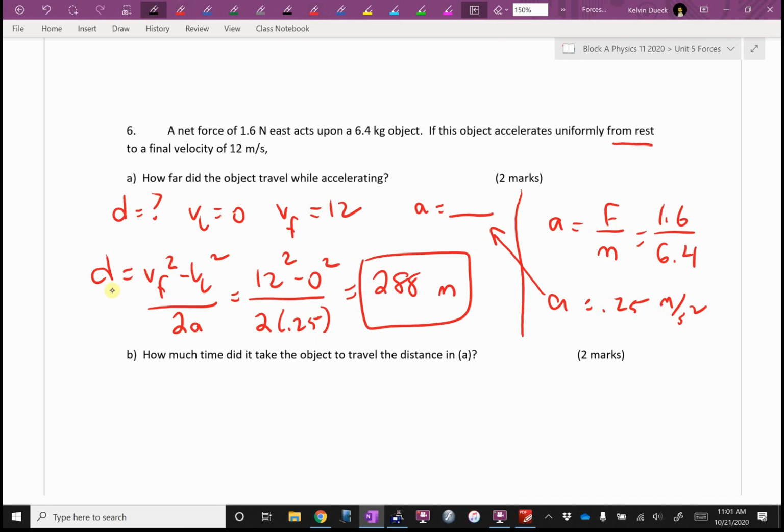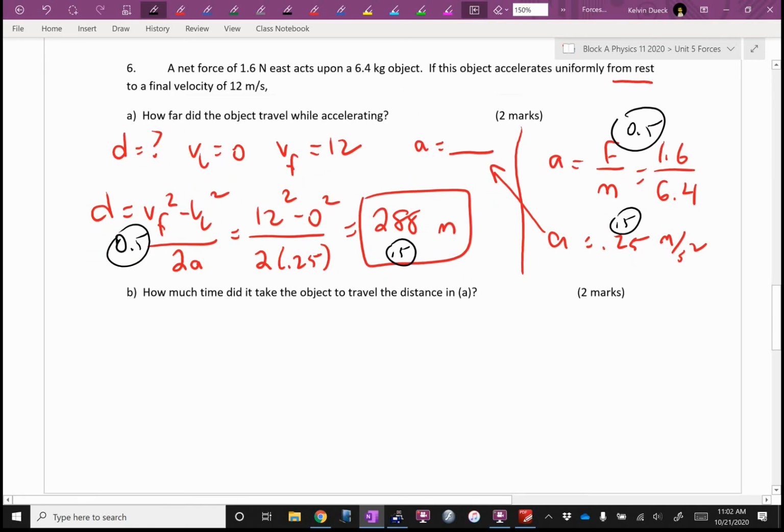Otherwise, I would probably give you 1 mark if I saw that equation, half mark for the answer, 1 mark if I saw that equation, half mark for the acceleration. So I would probably give you half mark for that and a half mark for that. Thank you. How much time?